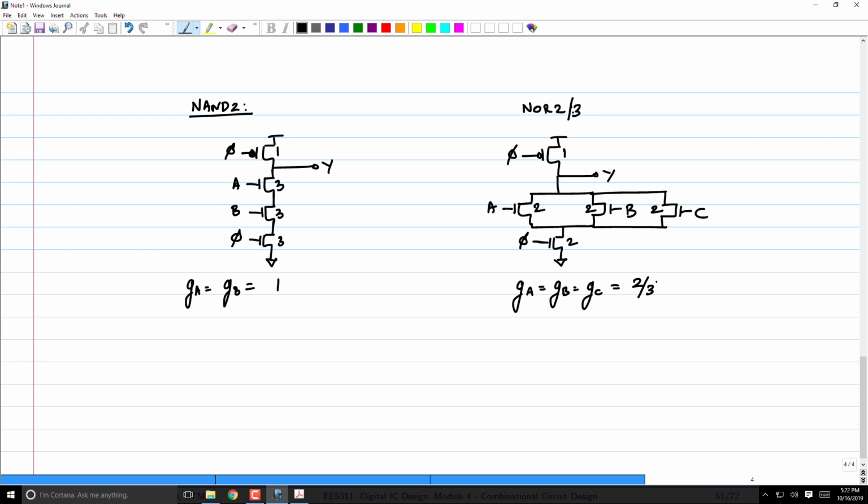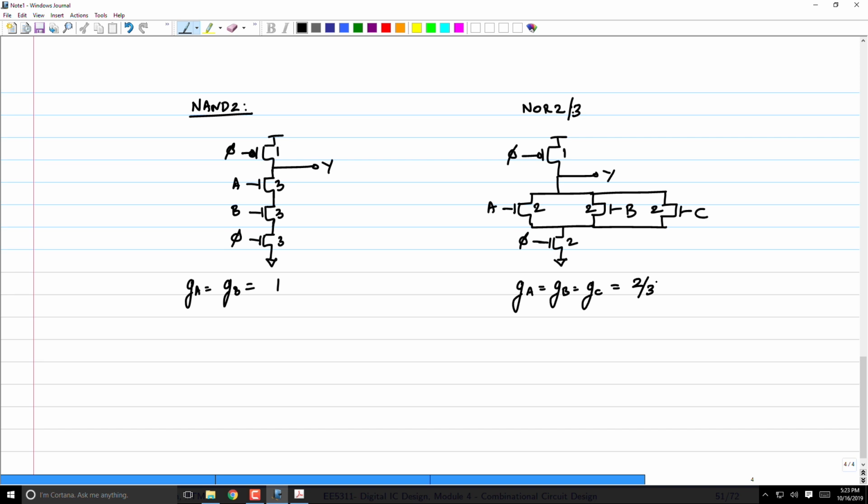Pseudo? Correct. Their NAND will be constant. If you're talking of a pseudo PMOS, where I put an NMOS transistor below and the PMOS network remains as it is, there of course the NAND will basically have the same logical effort. You're right. Correct.